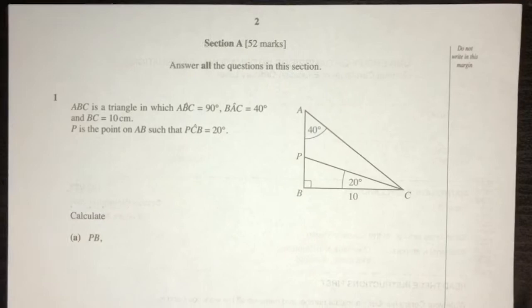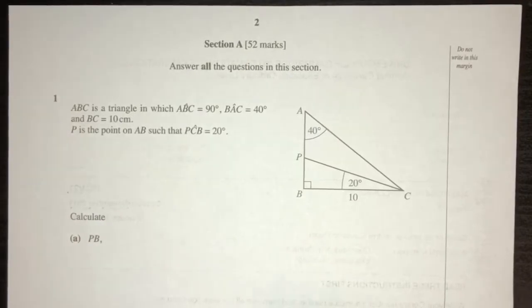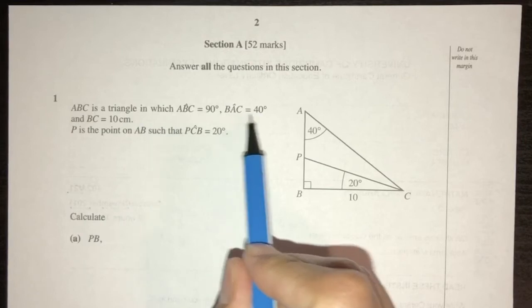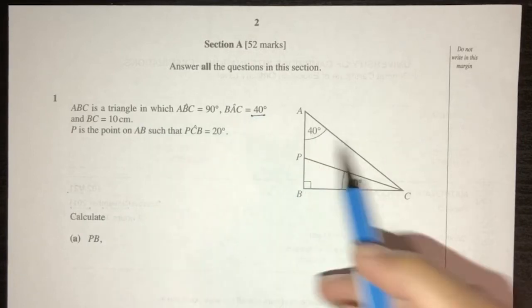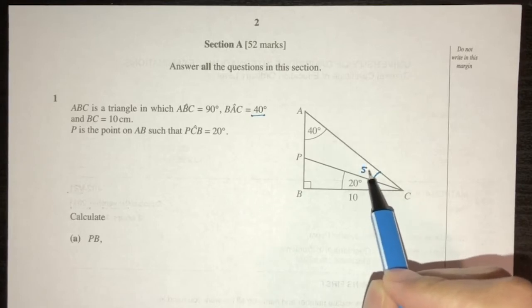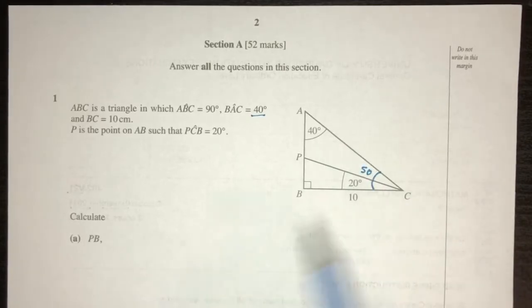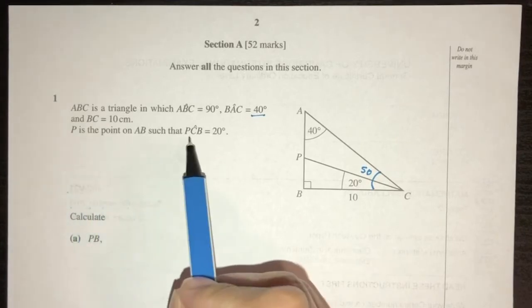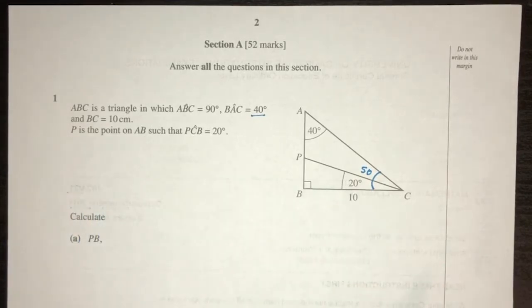So we have ABC is a triangle where we have a right angle here, which is angle ABC, and BAC is 40, which means this angle here is 50. Okay, that's pretty easy. And P is a point on AB such that PCB is 20. Okay, that is good to know.